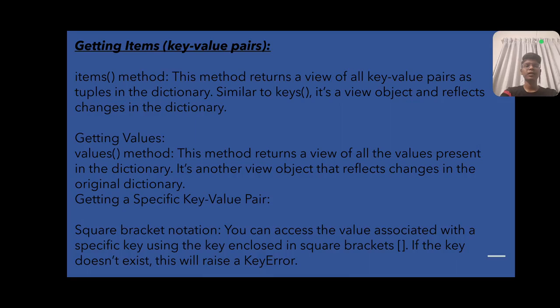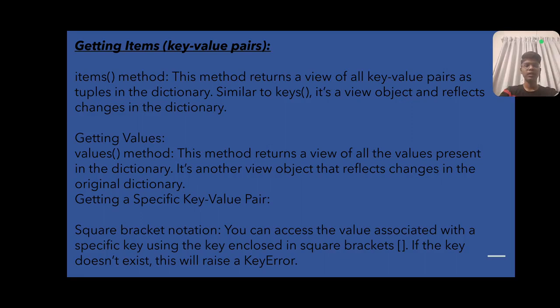Getting items, key value pairs. Items method. This method returns a view of all key value pairs as tuples in the dictionary. Similar to keys, it's a view object and reflects changes in the dictionary. Getting values. Values method. This method returns a view of all the values present in the dictionary. It's another view object that reflects changes in the original dictionary.